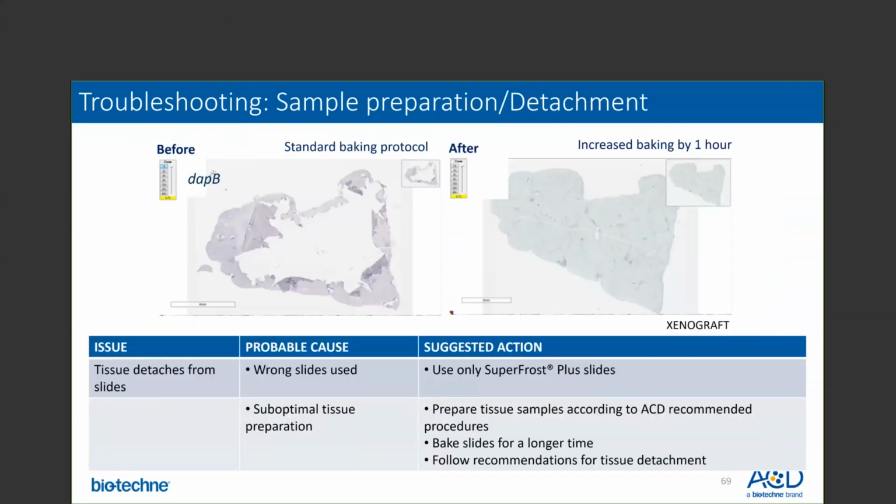Another issue you may experience is related to tissue adherence to slides. To troubleshoot sample detachment, we recommend using SuperFrost Plus slides to ensure optimal adherence. Tissue detachment can also be caused by suboptimal sample preparation. We have found that including an additional baking step can mitigate this issue. I will now review in detail the additional baking steps to be incorporated for FFPE and fixed frozen samples. These will apply to all assays.